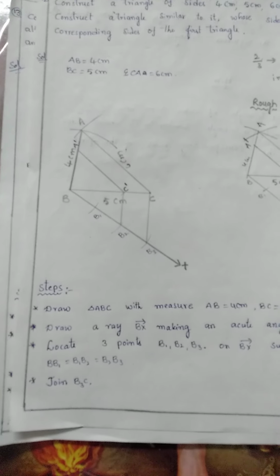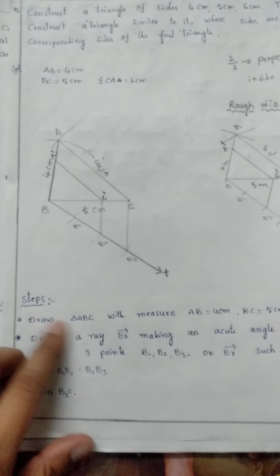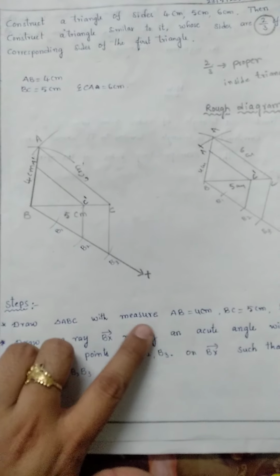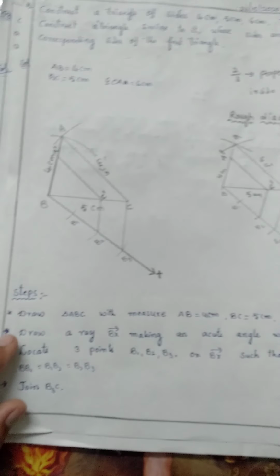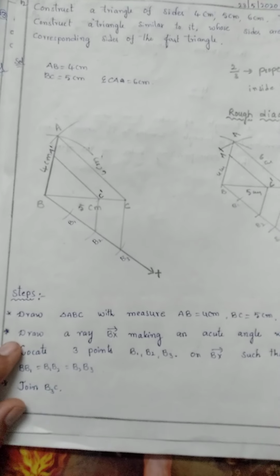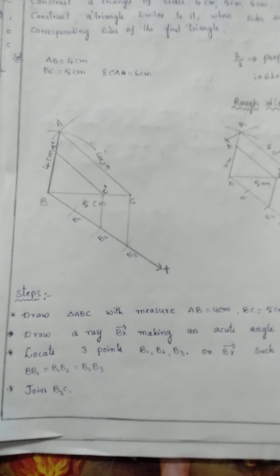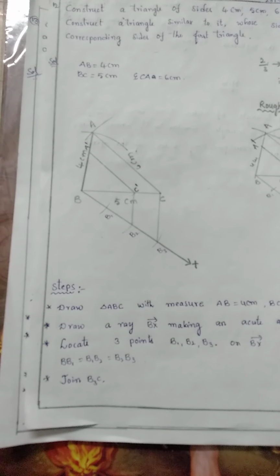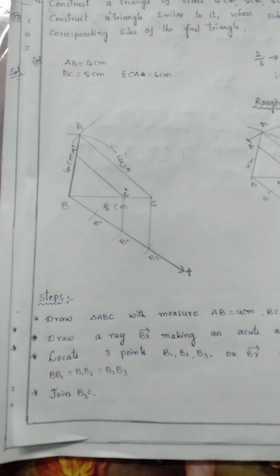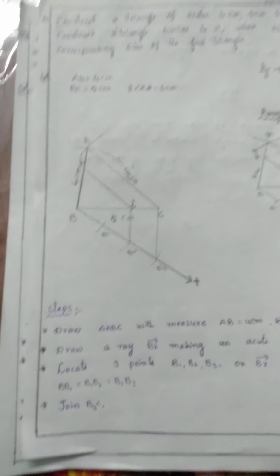Next one, steps. After we draw the diagram, how did you draw it? Then you write the construction steps. Okay. Draw a triangle ABC with the measures AB 4 centimeters, BC 5 centimeters and CA 6 centimeters. Draw a ray BX making an acute angle with BC. Locate 3 points B1, B2, B3 on ray BX such that B1B2 equals B2B3.